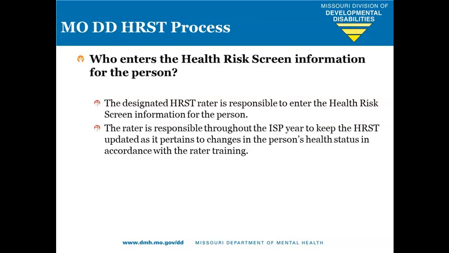So who enters the health risk screen information for the person? The designated HRST rater is responsible to enter the health risk screen information for that person, and the rater is responsible throughout that ISP year to keep the HRST updated as it pertains to changes in the person's health status in accordance with the rater training. So they're trained and learn how to update and when to update.